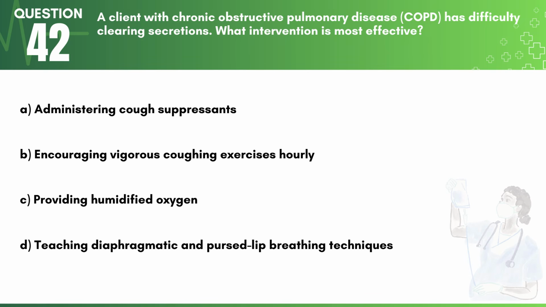Question 42. A client with chronic obstructive pulmonary disease, COPD, has difficulty clearing secretions. What intervention is most effective? A. Administering cough suppressants. B. Encouraging vigorous coughing exercises hourly. C. Providing humidified oxygen. D. Teaching diaphragmatic and pursed lip breathing techniques.